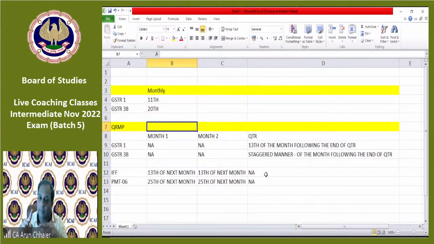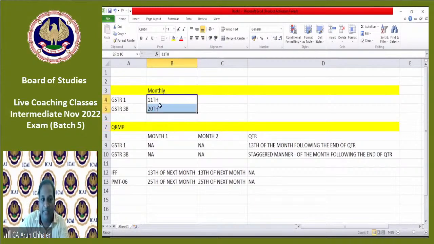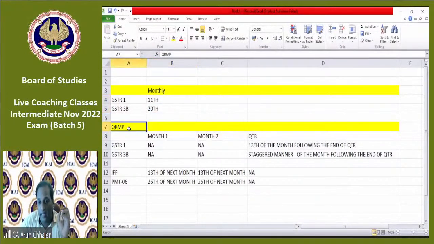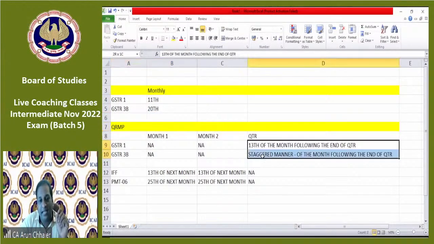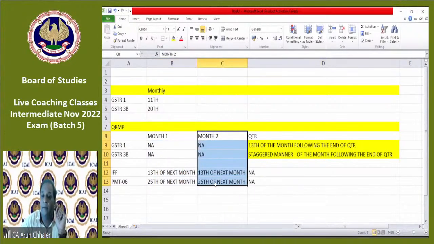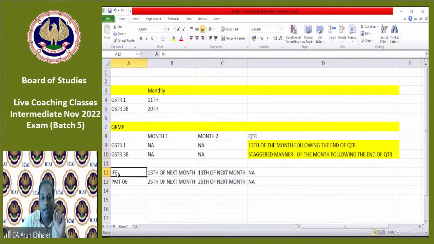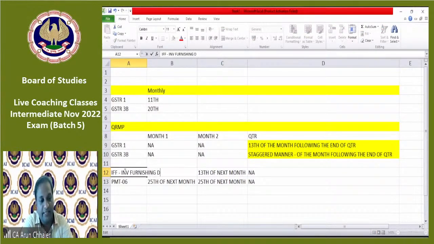If I have opted monthly, then every month I will file the same. No problem. But if I have opted quarterly return monthly payment, it means I will file the GST return at quarter end, after the end of the quarter. But for month 1 and month 2, which compliances do I need to do? IFF. What is the full form? Invoice Furnishing Facility.